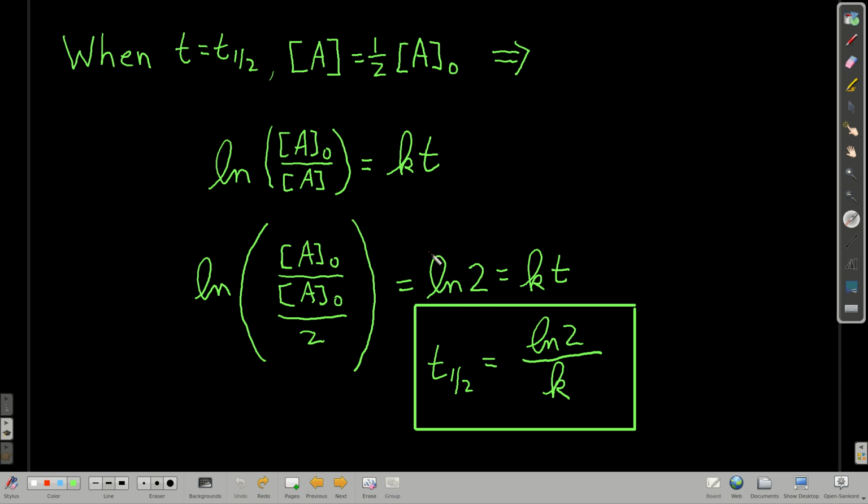Now in your textbook, they put a number, they round that to 3 sig figs, which is fine, but we're just going to write natural log of 2 because you can always put that in your calculator. And that's just equal to kt. Now this is the time when it's at the half-life, so it's t1/2. Solving for t1/2, we get natural log of 2 divided by k. This is the expression for the half-life of a first-order reaction. Memorize that or derive it.